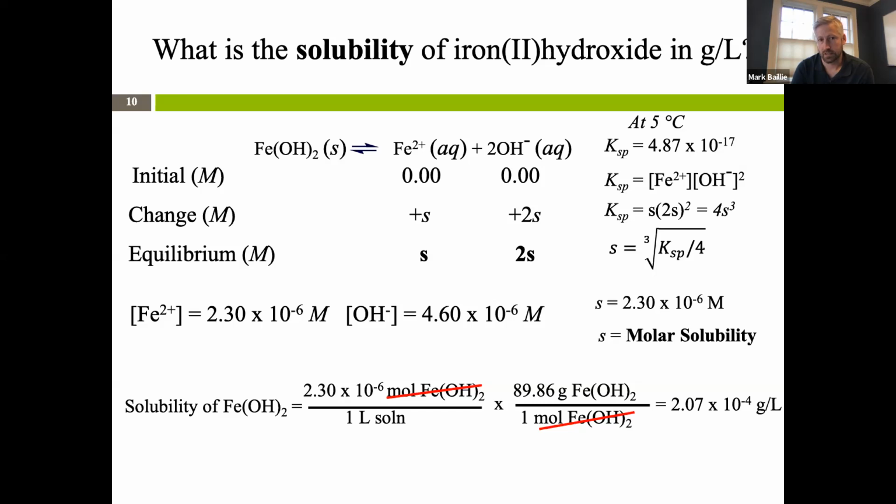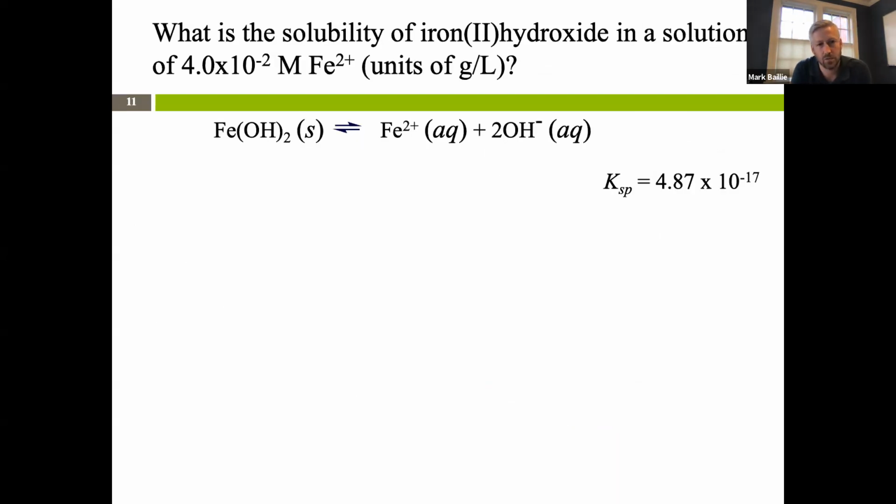So the last question on this that I had was, I'm going to go ahead and close this out. I'm not too worried about the last step. If you could have found X in that whole ICE table, that's the most important thing. And then converting from that to different units, I think it just wasn't clear. So then what if we did this same problem, but instead of starting with 0 for one of them, what if we started with some iron ion in solution? What would be the same and what would be different?